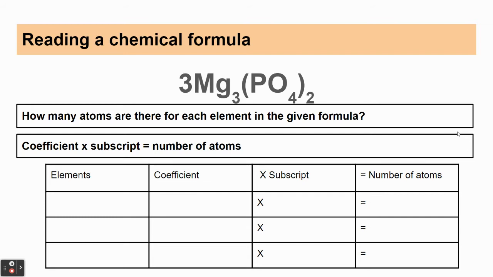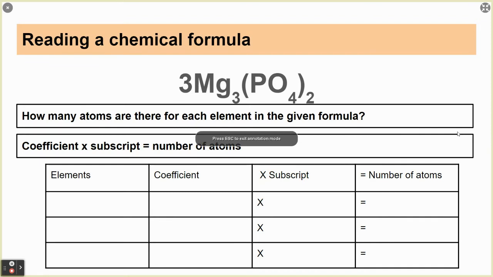All right, so again, guys, how do you find the elements inside this formula? Look for capital letters. I see M, P, and O, three different capital letters. That means three different elements. So again, a lowercase goes with the capital letter. So our first element is Mg. Our next element is P, and our last element is O.